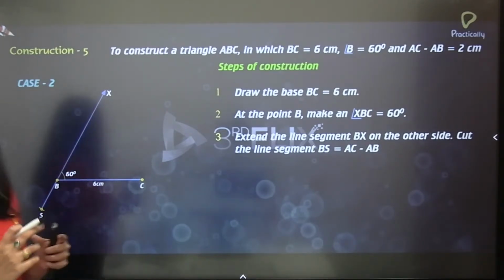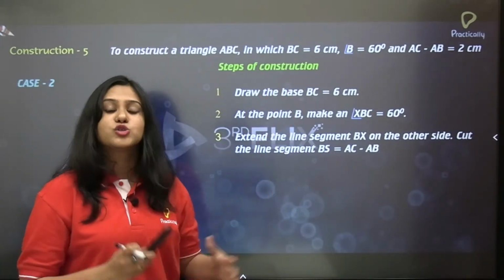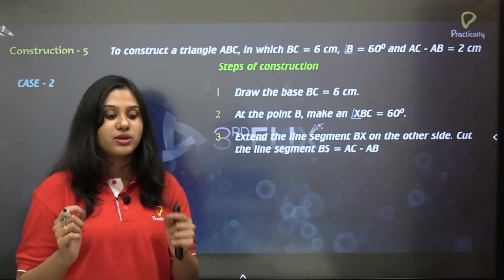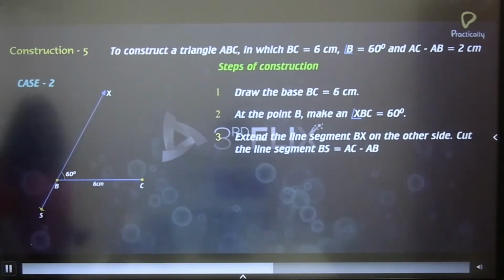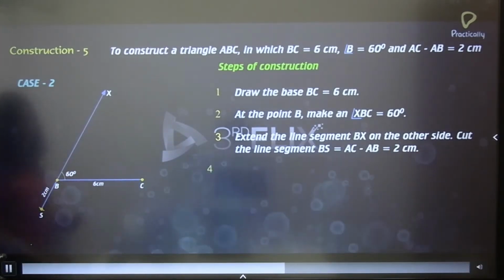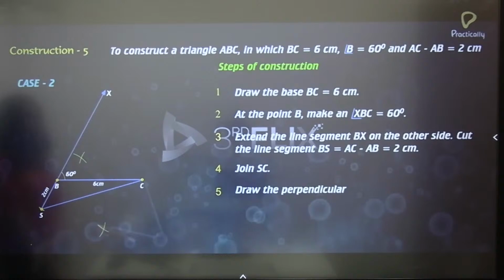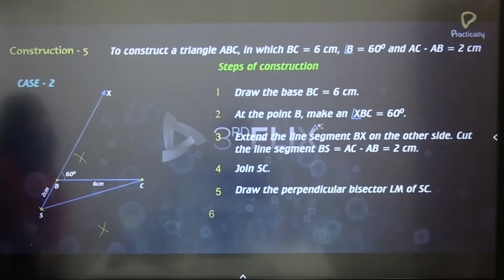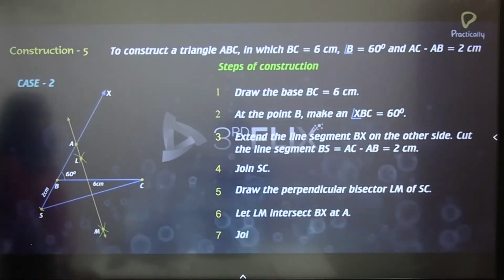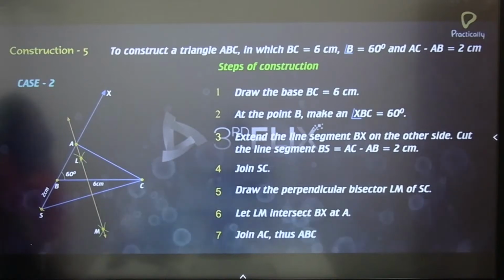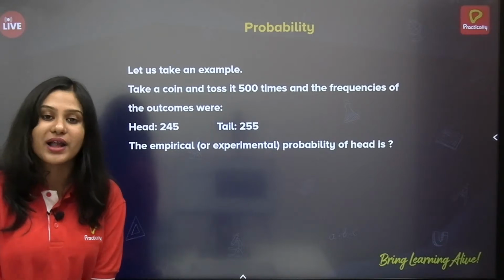Now, we have to take AC minus AB, that is 2 centimeters, as the length of BS. So what will be now the length of BS? BS will be equal to 2 centimeters. Okay, now let us see. Now BS is 2 centimeters. Next, join SC. Next, draw the perpendicular bisector LM of SC. So again you have to draw the perpendicular bisector. Let LM intersect BX at A. Join AC. So after you join AC, what happens? Triangle ABC is the required triangle.